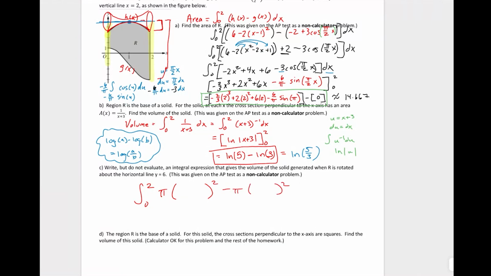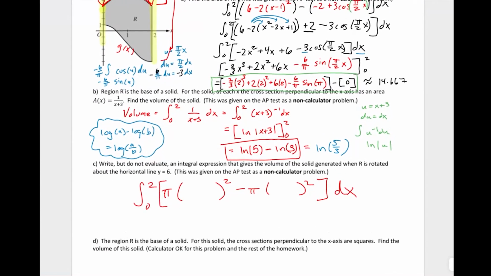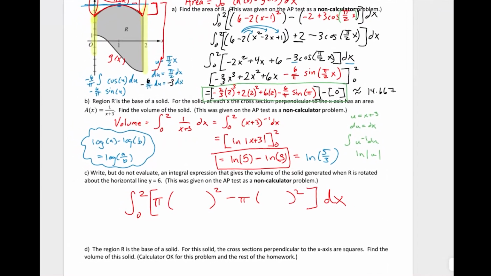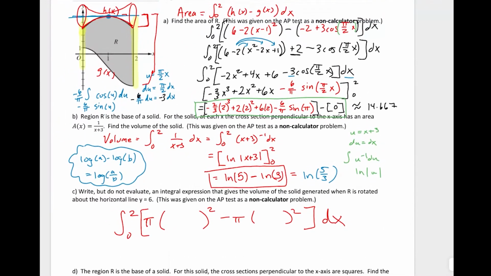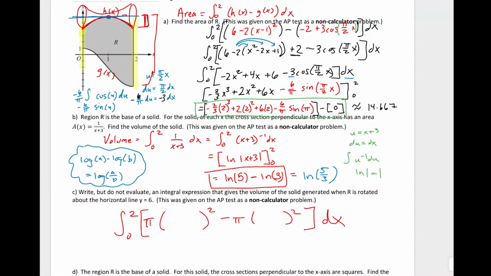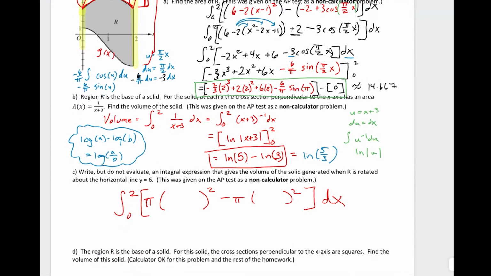And the small radius goes in the next one. We don't actually have to solve this one, so we're not going to use the calculator or anything. We're just going to come up with the expression. So the small radius, like I said, is going to be this distance right here. So that'd be 6 minus h.